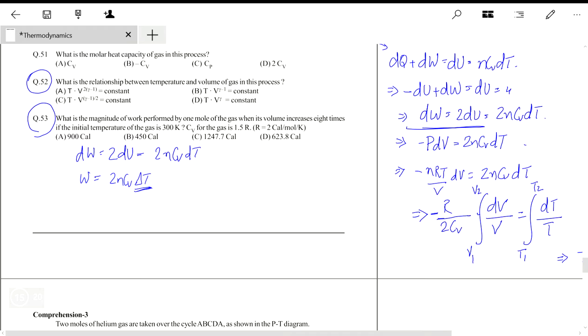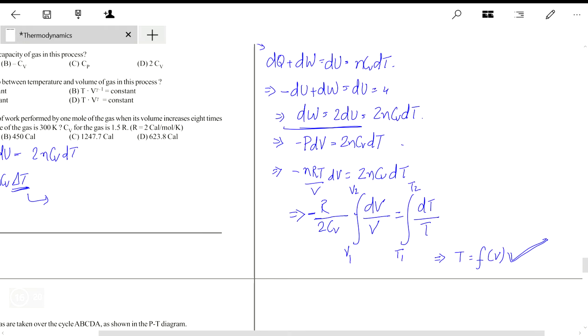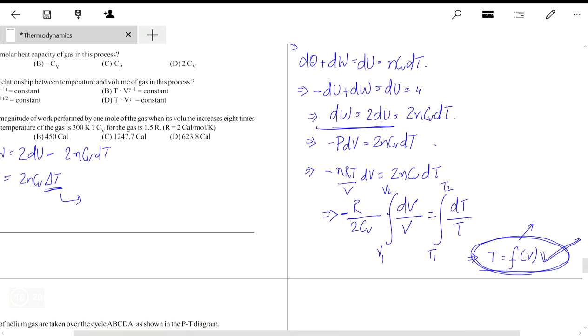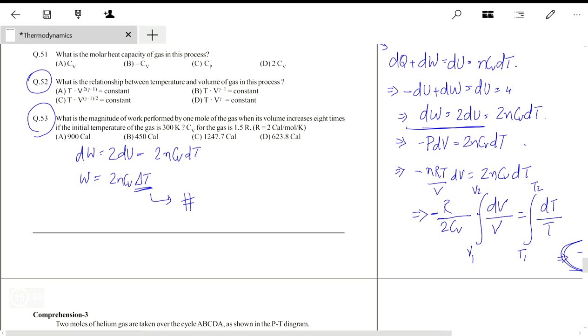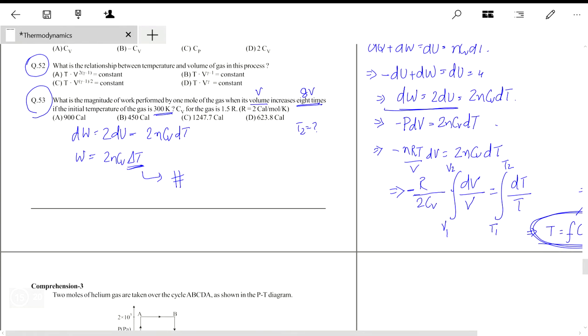We need to evaluate delta T to get the answer for work done, and to evaluate delta T, you'll have to use whatever equation of state you get from this. This equation of state has to be used here. That equation of state can be used because you know the initial temperature T1 and the initial volume becomes 8 times. So if you use the equation of state there, you can calculate T2. Once T2 is found out, you can calculate delta T, and that will help you solve this question.